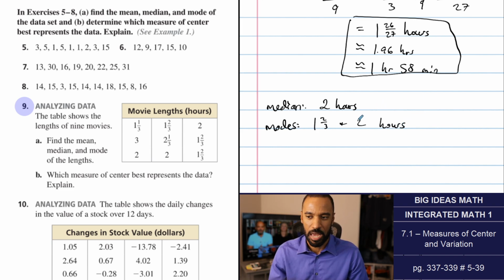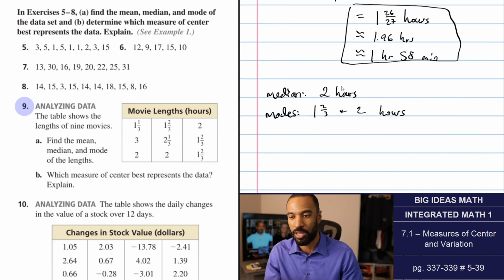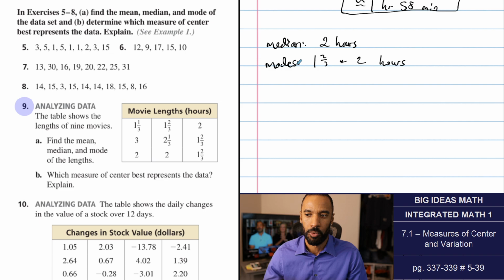Now, movie run times aren't exactly these things each time. Oppenheimer is exactly 3 hours, though. That's why I brought that one up. But those are the mode times.